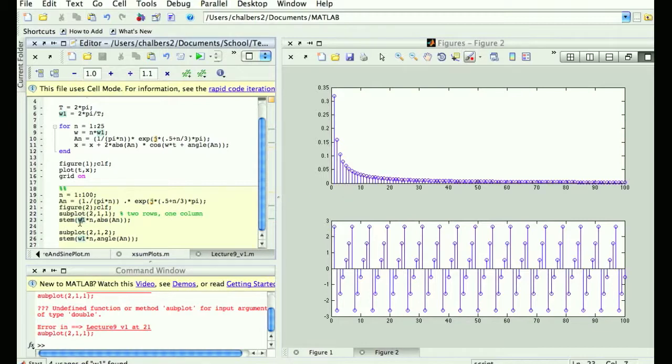On the x-axis, I'm taking n, which is 1, 2, 3, 4, 5, all the way up to 100, and I'm multiplying it by omega 1, which is whatever the frequency was for this signal. When I multiply them, that will give me the frequency of the first harmonic, the frequency of the second harmonic, and so forth. So my x-axis in both cases is frequency in units of radians per second.